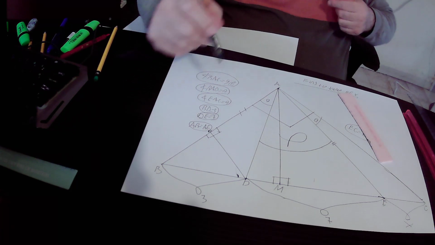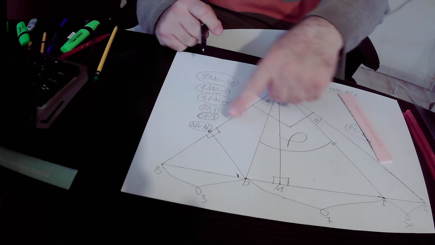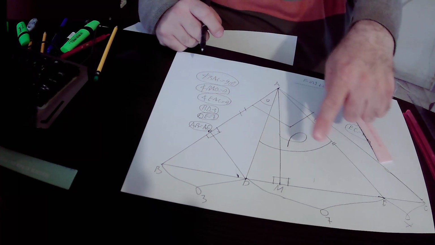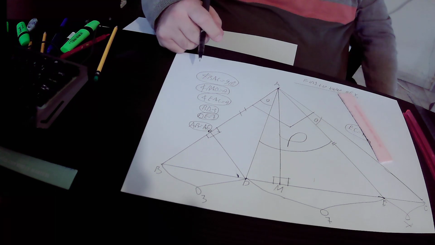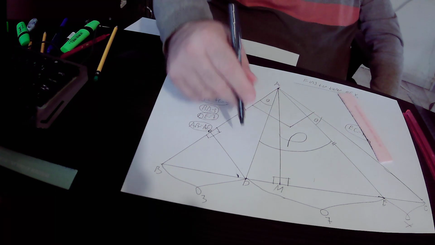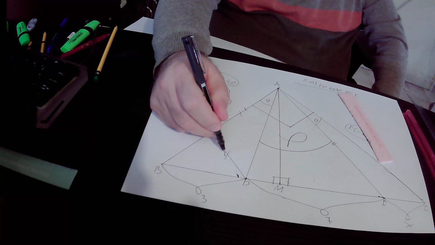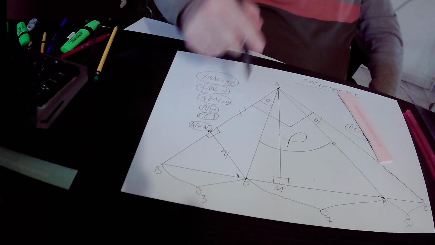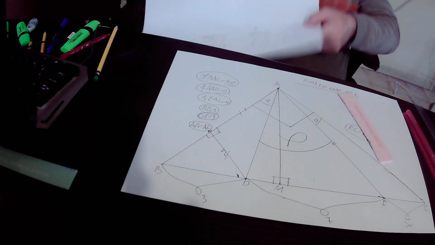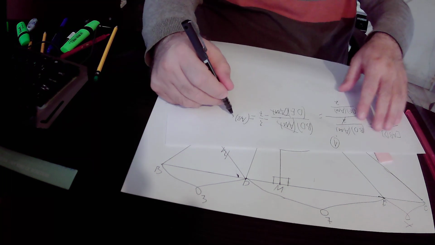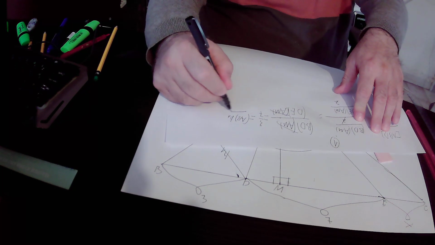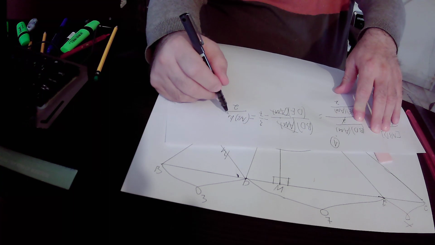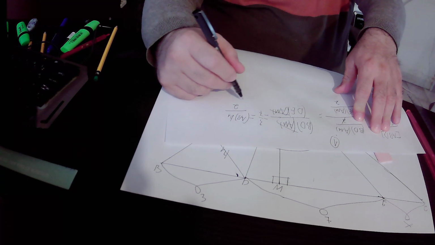Because line segment DO is perpendicular to AB, line segment DO is the height to the base AB. So we will define line segment DO as edge 1, that is the height to the base. So the area of triangle ABD is the base AB times the height to the base, that is edge 1, over 2.